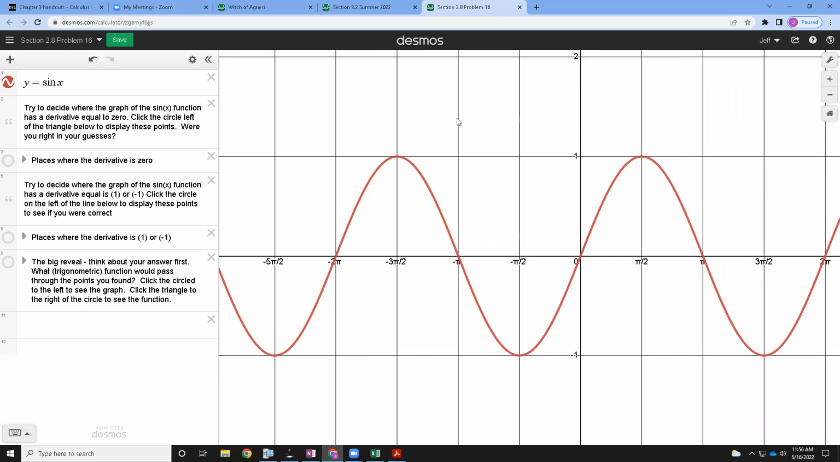So places where its derivatives are zero. Now, if you're actually on the website, then you can click here, and it should put some points on the x-axis at odd multiples of pi over 2. So pi over 2, 3 pi over 2, 5 pi over 2, etc. That's where you're going to have a derivative equal to 0.